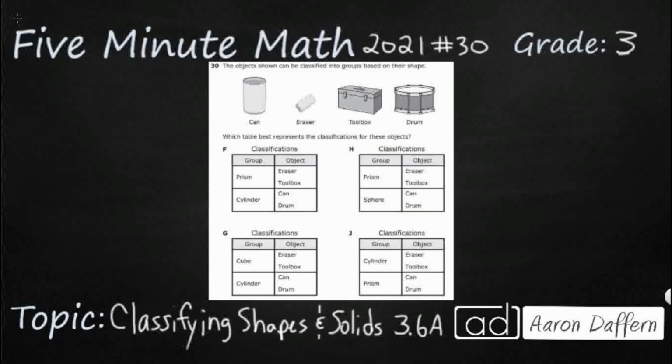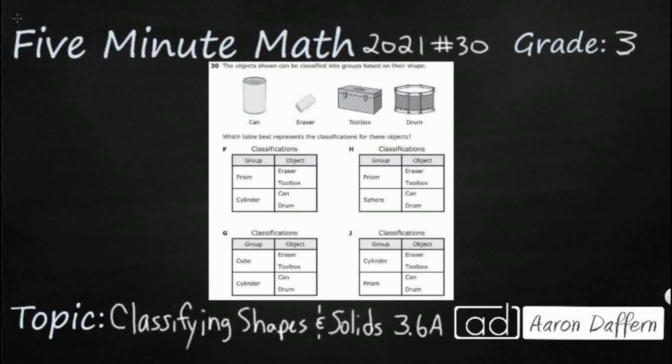Today we are looking at the third grade concept of classifying shapes and solids. This is standard 3.6a in the great state of Texas, and we are using item number 30 of the 2021 released STAAR test. If you have not done so already, please go ahead and take a moment to pause the video, work this problem out on your own, unpause it, and then we will look at our answers together.